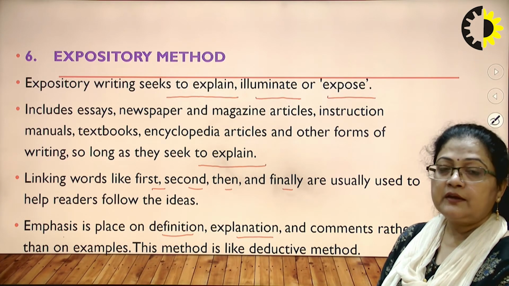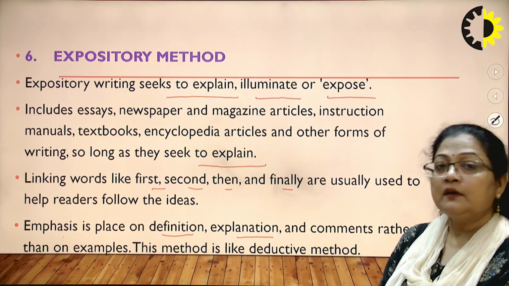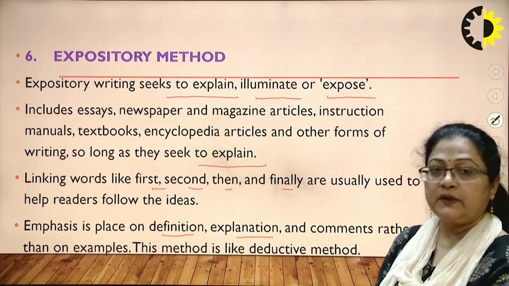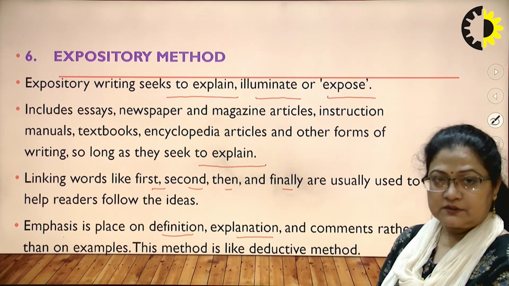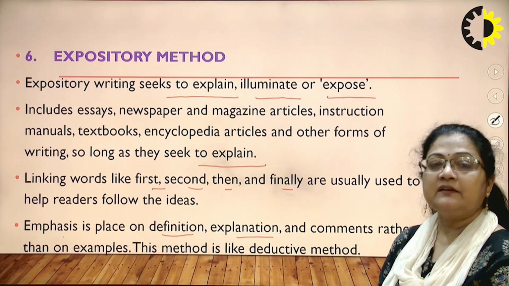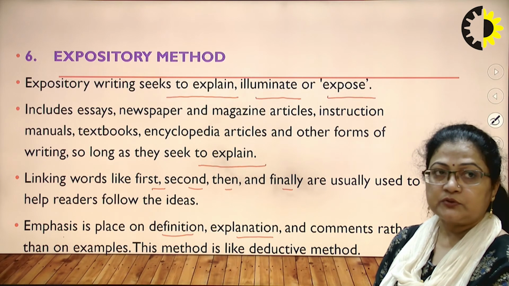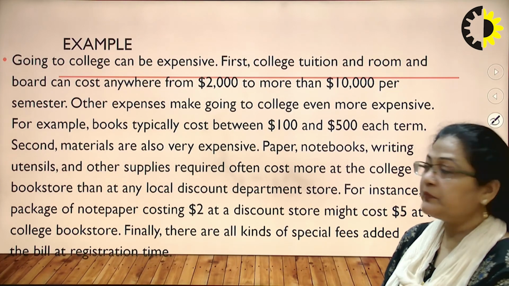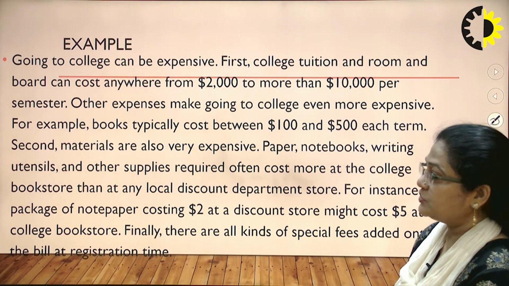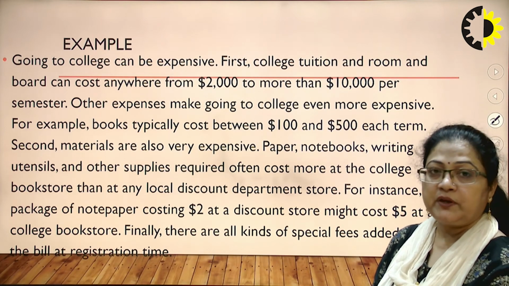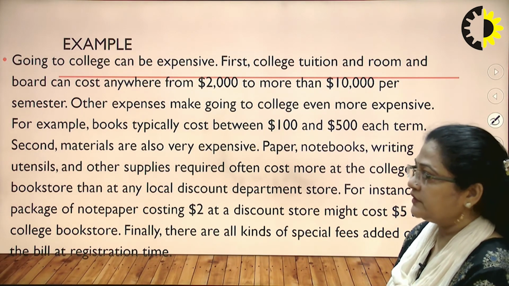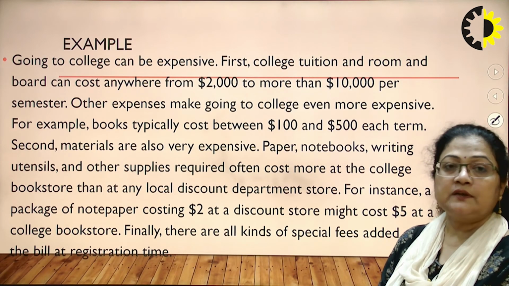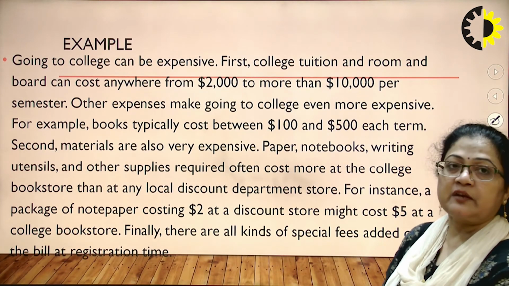Okay. And we can find similarity of this method with the deductive method also, because in deductive method also we give some statement or topic in the beginning, and then the subsequent statements are related to explain and deduce the meaning of that statement. So, that is somehow similar to deductive method, right. For example, here the situation is taken that going to college can be expensive. Okay. So, this is the feature of deductive method, and here it is maintained as an exposition of certain information why going to college can be expensive.